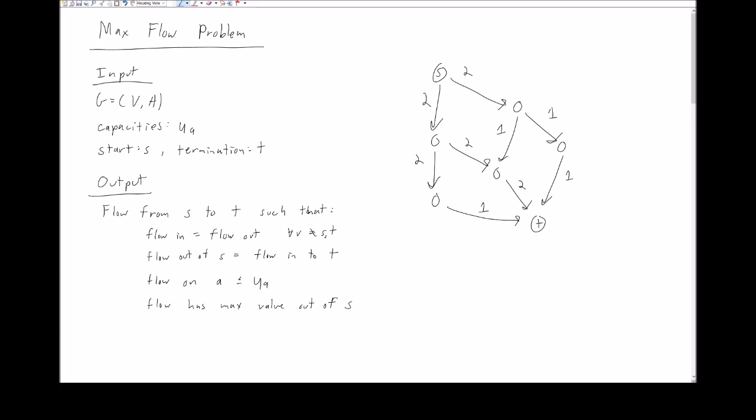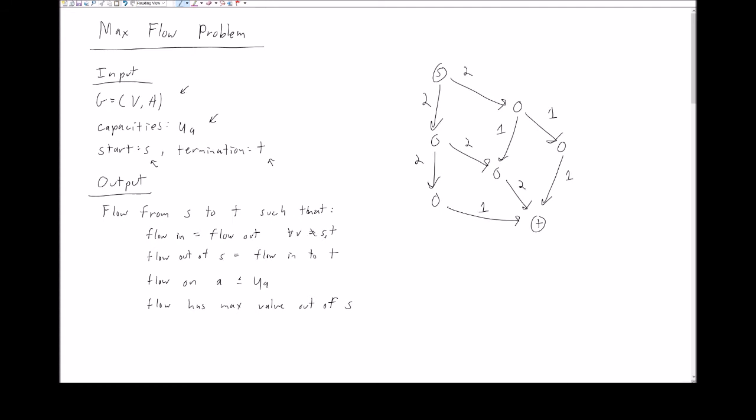In the maximum flow problem, we're given a graph, G equal to (V, A), which is again a directed graph. We're also given capacities on each one of the arcs. The capacity is going to be an upper bound, U of A. We're given a start node S and a termination node T. Hopefully the parallels between the input of the shortest path problem and the max flow problem are apparent.